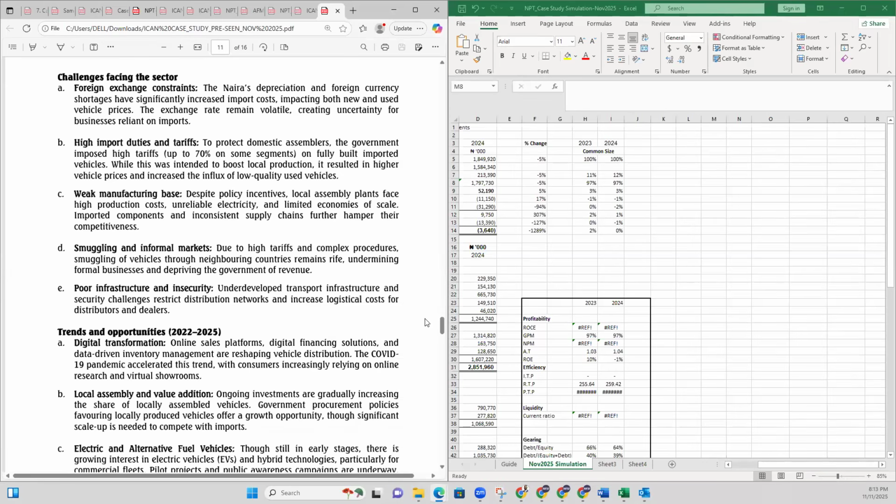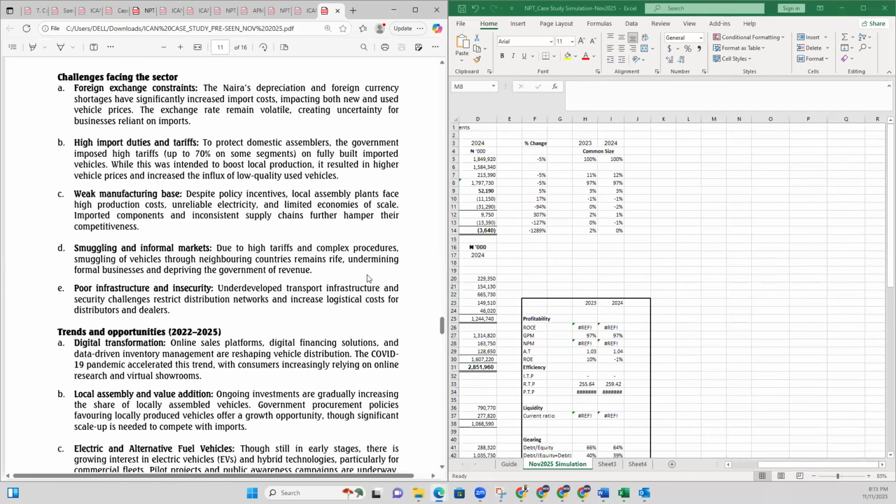C. Weak manufacturing base. Despite policy incentives, local assembly plants face high production costs, unreliable electricity, and limited economies of scale. Imported components and inconsistent supply chains further hamper their competitiveness.